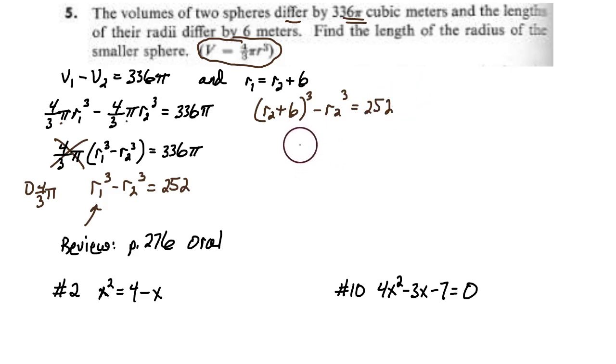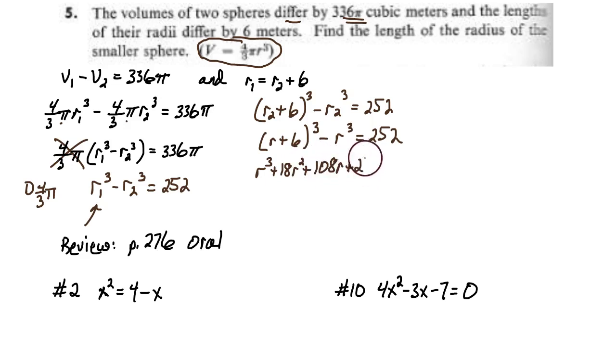And then so that we're not using subscripts in our algebra, let's just rewrite this using a regular r. Next up, let's do some simplifying on this. This part right here involves cubing this binomial. With repeated use of FOIL and the distributive property, that makes r cubed plus 18r squared plus 108r plus 216. And then we have the minus r cubed and the equals 252.